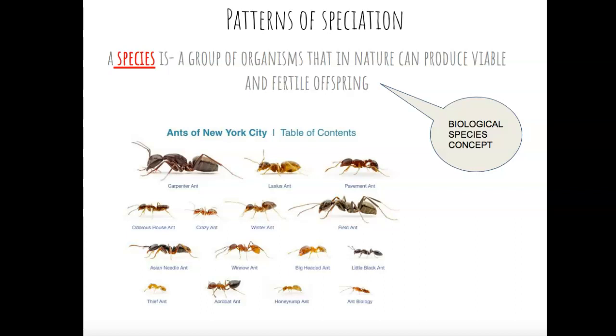When we're talking about the creation of a new species, a species has to be something that could occur in nature. It would produce viable, meaning that they would survive. So it has to produce offspring that would survive, and fertile, meaning that they would reproduce. So the organism would have to be able to occur in nature, and then it would have to be able to create offspring that would survive and reproduce.